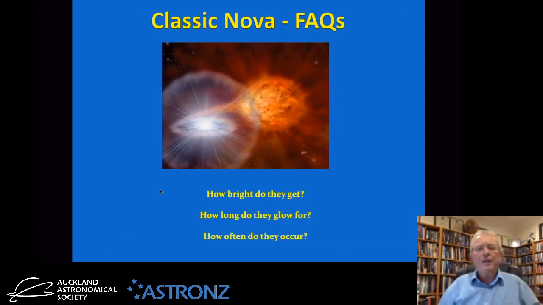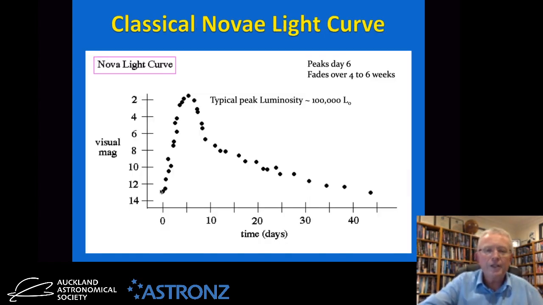So a few frequently asked questions. Yeah, how bright do these novas typically get? How long do they glow for? And how often do they occur? So let's find out. So this is called a light curve. You'll see these a lot in astronomy. It's where someone has just determined how bright something is, or its luminosity or magnitude, call it what you like, and then they do repeated measurements over a period of time and plot them on a graph here.